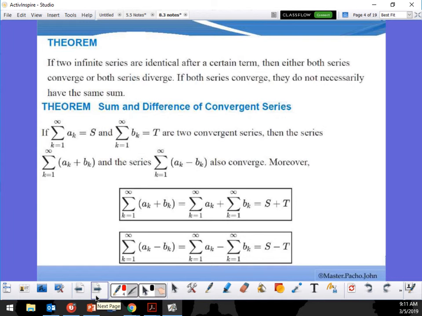All right. If two infinite series are identical after a certain term, then either both series converge or both series diverge. If both series converge, they do not necessarily have the same sum. Theorem, sum and difference of convergent series: if the sum of one series is equal to S and the sum of the other is equal to T, both convergent, then the series of both of these together will also converge. So if these two pieces individually converge, then the addition and subtraction of those two will also converge.